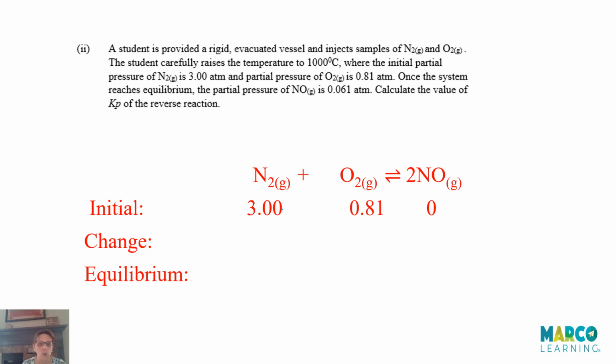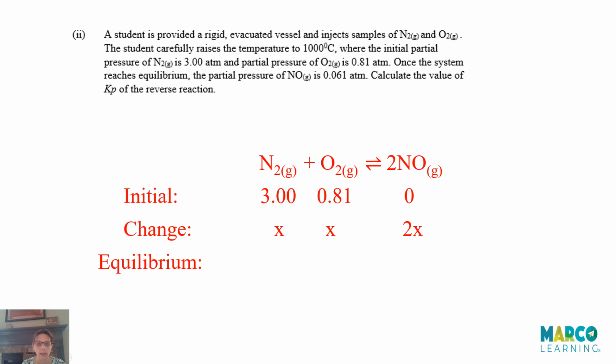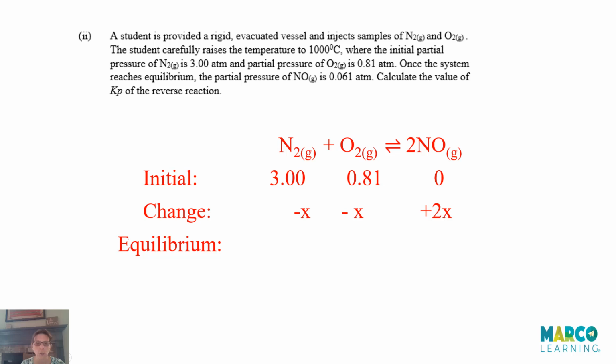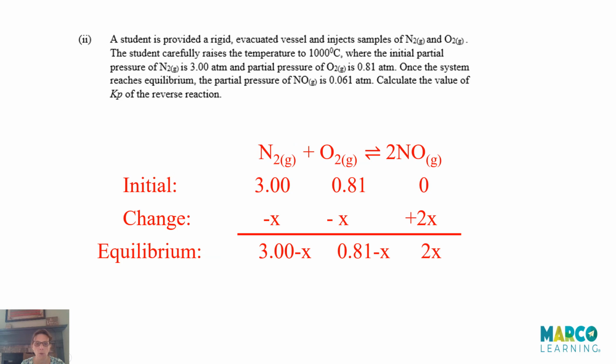And now to figure out the change, notice the stoichiometry. There's 1 N2, 1 O2, and 2 NO. So my change is going to be X, X, and 2X. There's my mole ratios. And now I have to figure out which is going to be my minus X side, which is going to be the plus X side. And notice that I'm starting with 3 atmospheres and 0.81. Since I'm starting with moles on that side, that has to be the minus side. I can't start with 0 and use some of the 0 up. So that gives me minus X on my reactant side, plus 2X on my product side. And that will give me 3 minus X, 0.81 minus X, and 2X.